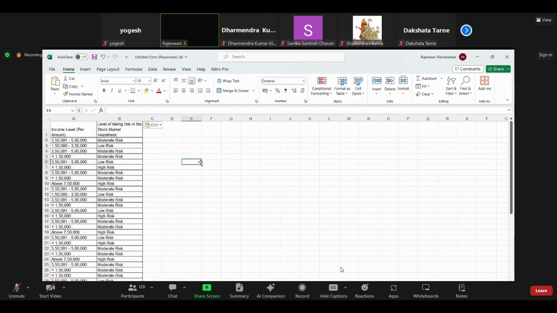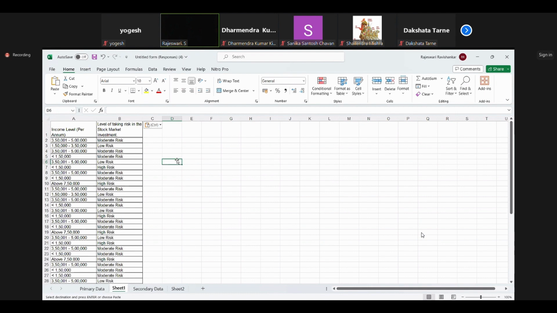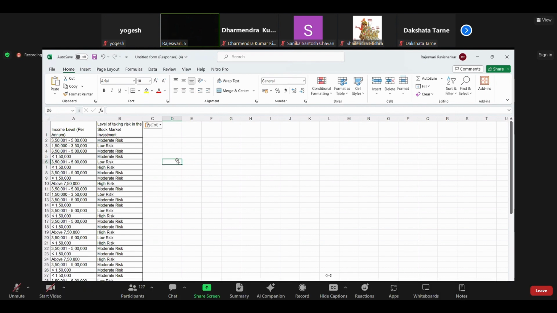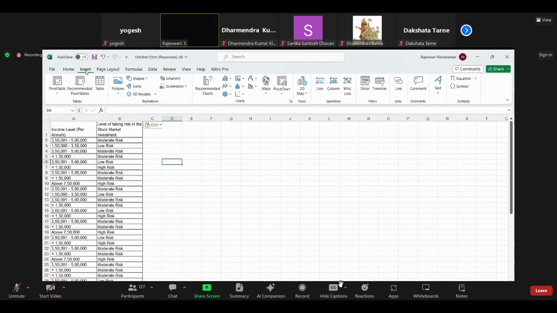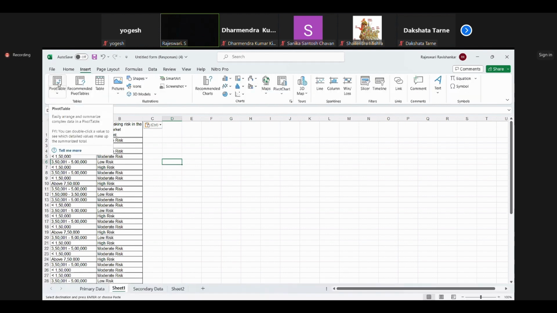Okay, I'm done with this. Now I need to see how many of them have responded for 3 lakh 50 to 5 lakh, how many of them have responded for 1 lakh 50 to 3 lakh 50, like that. I need to define it. So for defining it, I'm going to do the cross table. How will I do the cross table? I'll go to insert. Next, I'll go to pivot table.